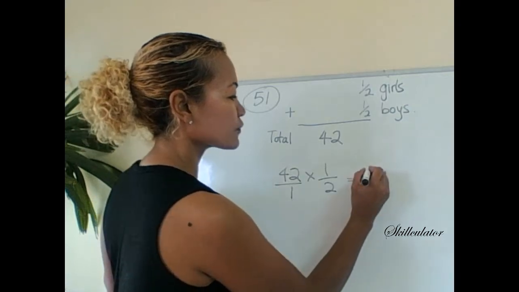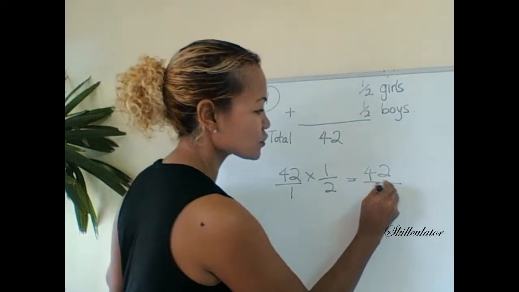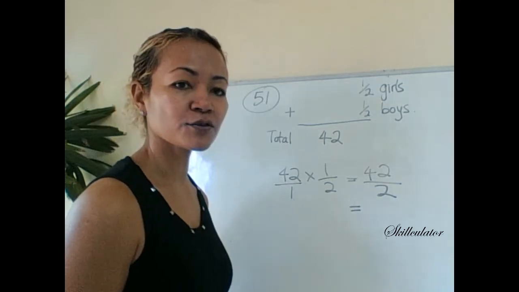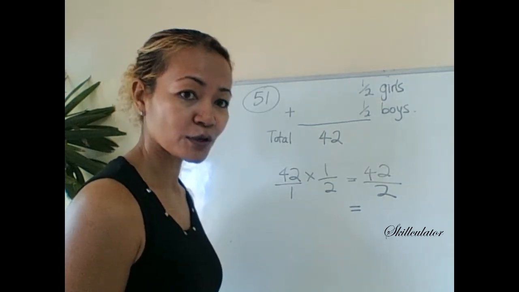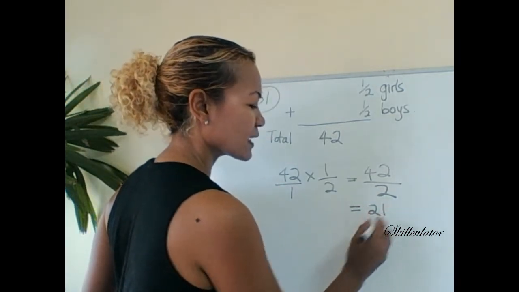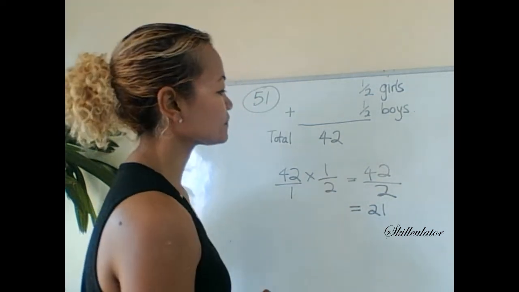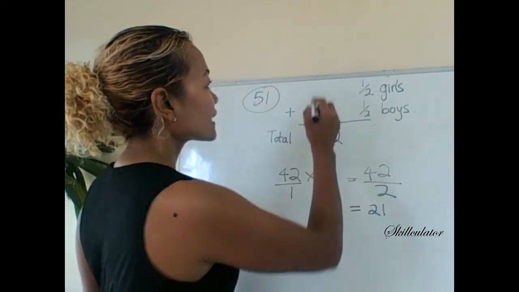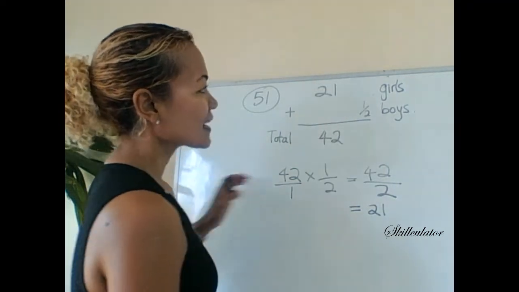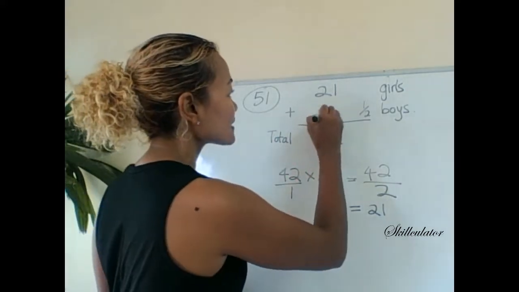Multiply the numerators. 42 times 1 is 42. Multiply the denominators. 1 times 2 is 2. Simplify that. So 42 divided by 2 is 21. 21 plus 21 is 42. You can always do it the opposite direction just to check. 21 times 2, is it equal to 42? And it is. So you know it is 21 girls. And you know it is the same number of boys because both were half and half. So you know this number is also 21.